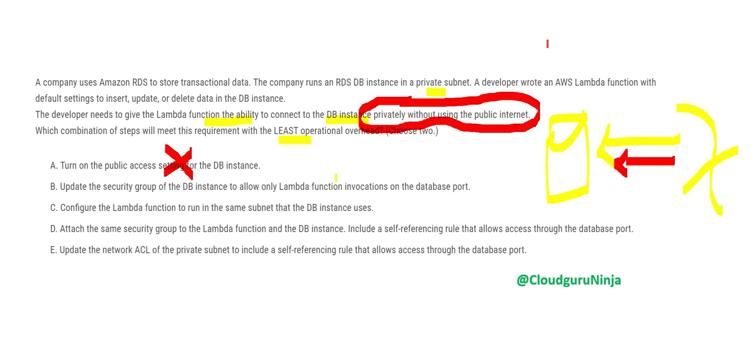Now, option B says that, hey guys, that's fine. If I cannot go public, let me make use of security group. I will only allow DB instance to talk to Lambda functions on the database port. Fantastic. This should work because this is saying that I'm restricting all other access.